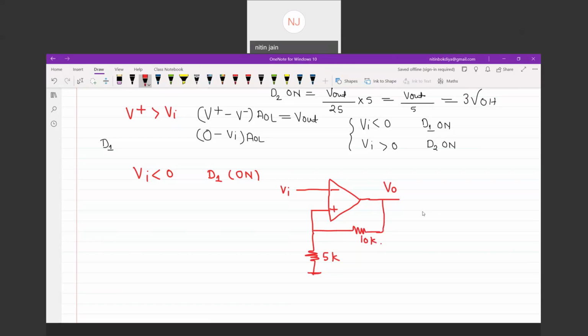If Vi is less than 0, this is plus V saturation, which means this is 15 volt. If this is 15 volt, 15 divided by 15 is 1, so this potential is 5. So what I can say, Vi minus 5, into AOL, is the output.